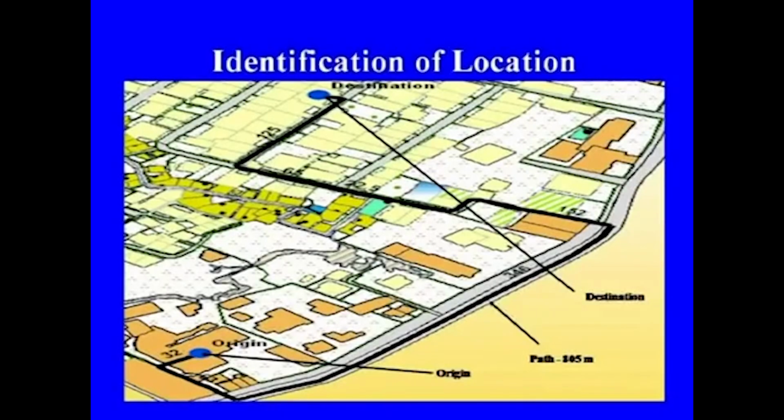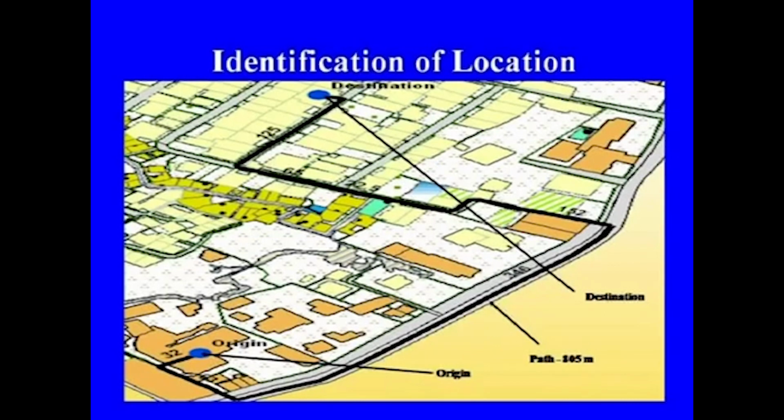So, this particular slide shows how to identify a particular location. We find that there are 2 dots identified in blue color, one is the origin and the other is the destination, and the black line shows the path to be undertaken by the person so as to reach that particular location.